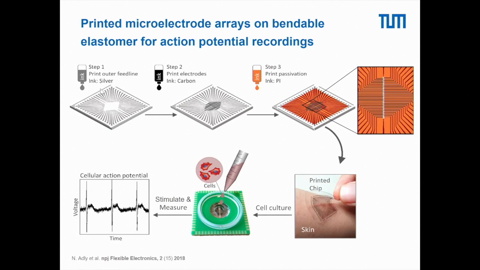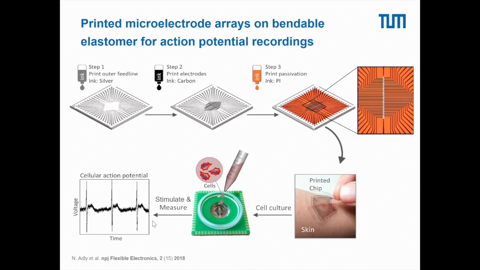So if you print such an array, it basically always follows the same pattern. You start by printing, first of all, your feed lines, then you print a certain electrode structure. If you want to do something complicated, then you do a spacer or a sacrificial layer and a second electrode structure. And afterwards, you insulate everything. And then you have a printed chip, which you can use, for example, for cell recordings. So these are some recordings from individual cardiomyocytes.